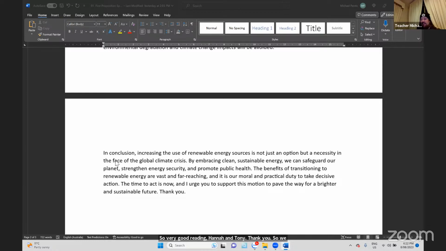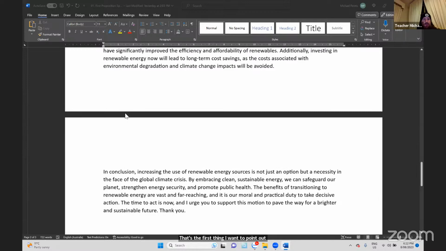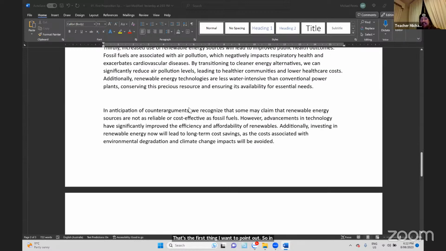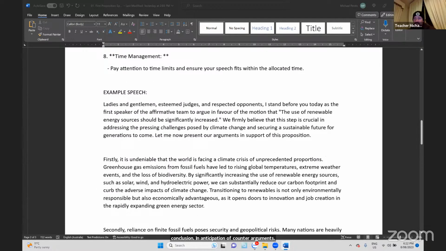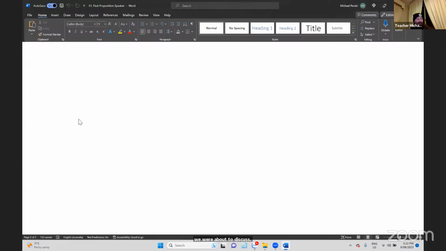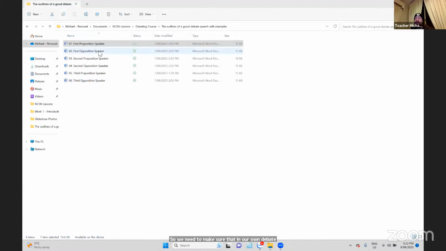We noticed there was lots of signposting. That's the first thing I want to point out. So: in conclusion, in anticipation of counter arguments, thirdly, secondly, firstly. It was very clear about what we were about to discuss. So we need to make sure that in our own debate speeches, we do the same thing. We label everything so it's super obvious to the audience what we're talking about.